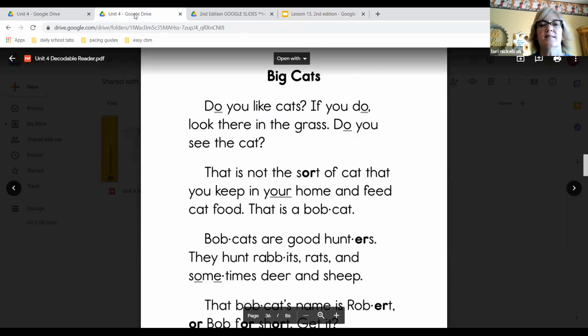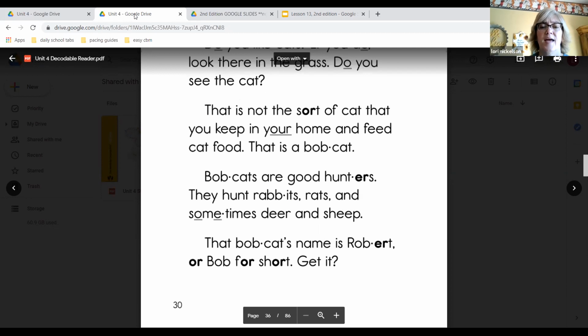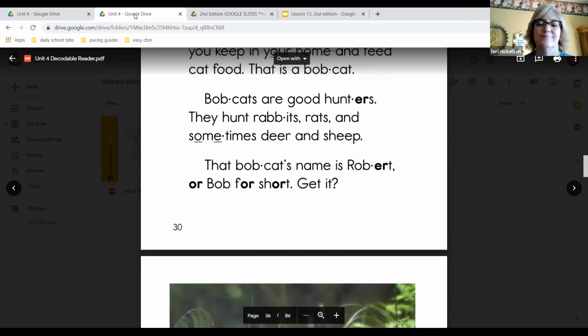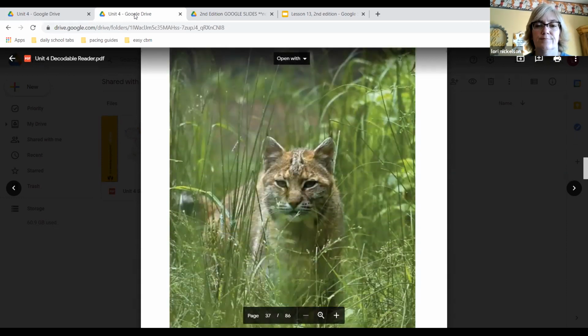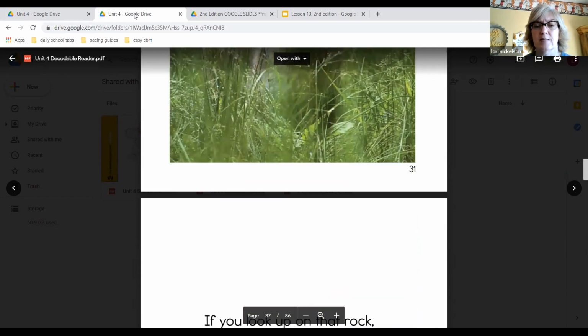All right, big cats. Do you like cats? If you do, look, they're in the grass. Do you see the cat? That is not the sort of cat that you keep in your home and feed cat food. That is a bobcat. Bobcats are good hunters. They hunt rabbits, rats, and sometimes deer and sheep. That's Bobcat's name is Robert, or Bob for short. Get it? Bobcat, Bob. And there's Bob now. And he eats rabbits and rats.